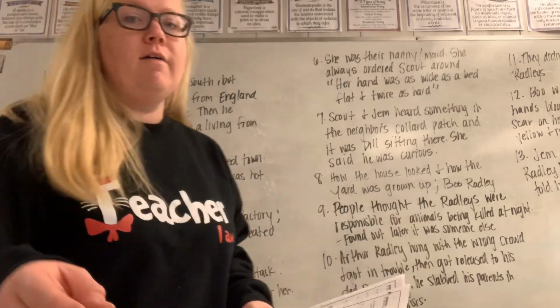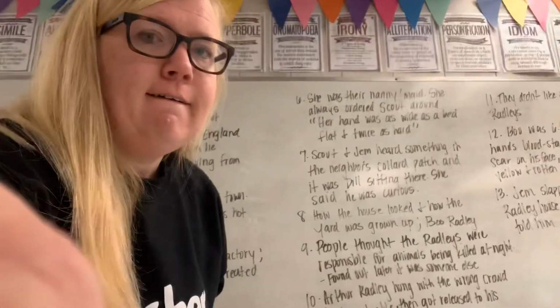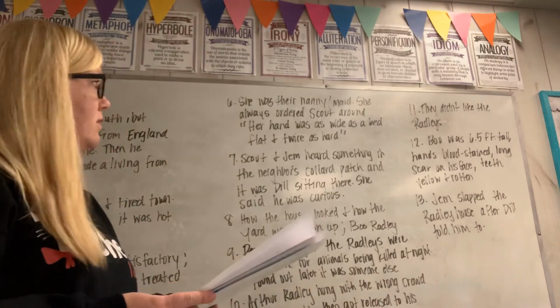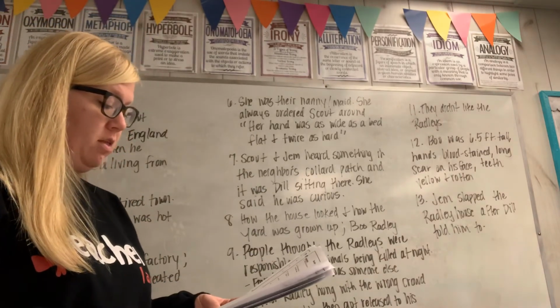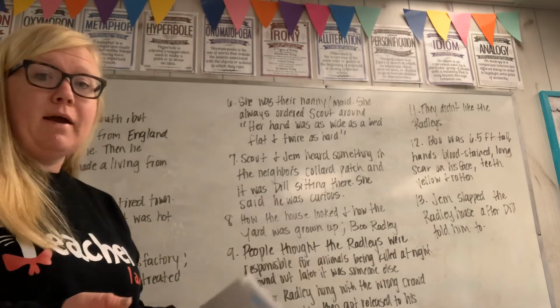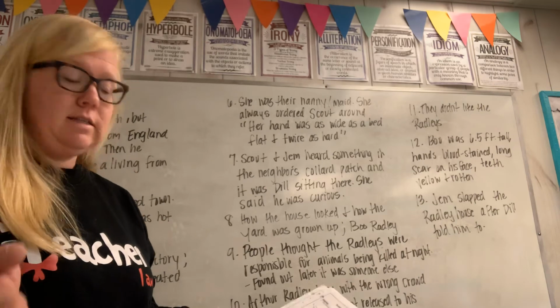All right, number 11. Let me move this over. Hopefully you can read that. Number 11, it says, how did the townspeople feel about the Radley family? They didn't like them. Basically, that was the gist of the whole thing, is they didn't like them.